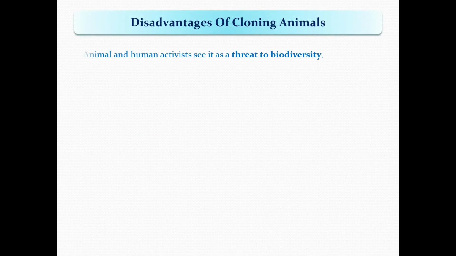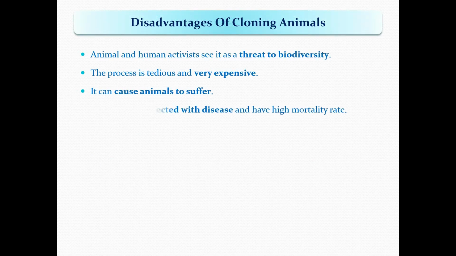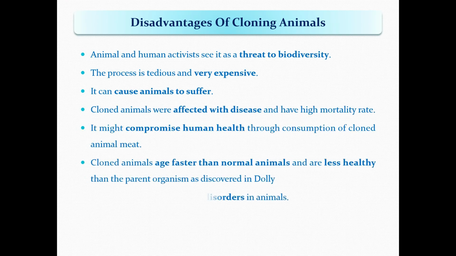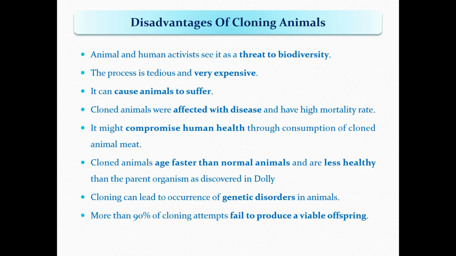What are the disadvantages of cloning animals? Animal and human activists see that it becomes a threat to biodiversity, and the process is tedious and very expensive. They have to waste a lot of egg cells and udder cells. Ian Wilmut and Campbell removed 277 cells from the udder cell, and they fused them with 277 unfertilized egg cells. After culturing the embryos for 6 days, only one was able to develop into Dolly. And so it becomes very expensive and animals also suffer.